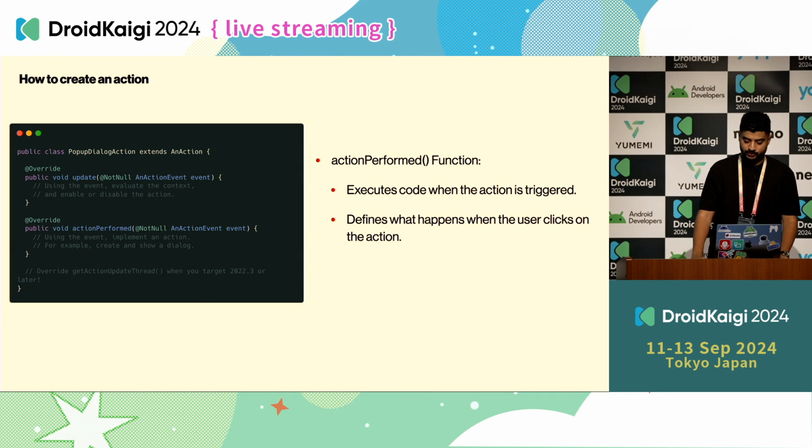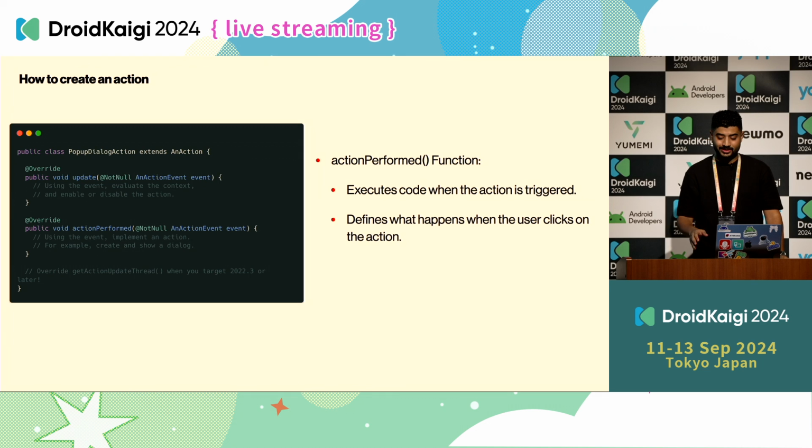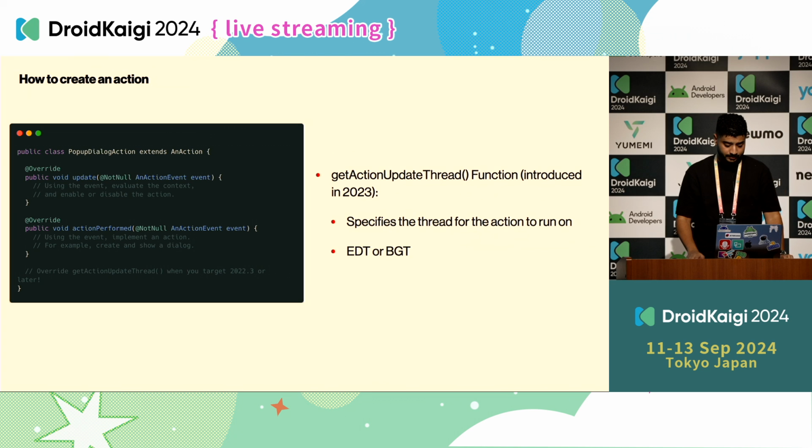Second, you have action performed. This is where you write the code that gets executed once the action is triggered. Essentially, what happens when the user clicks on that action. The last one, get action update thread. It was introduced in 2023. And this function lets you specify which thread your action should run on.